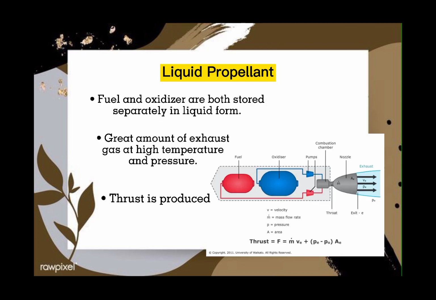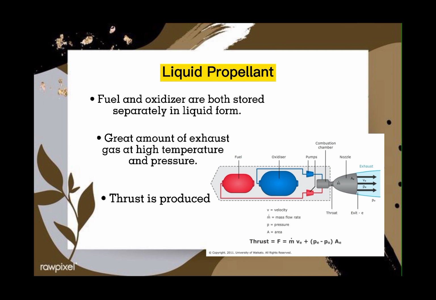And the next type of rocket engine is the liquid propellant. In liquid propellant, fuel and oxidizer are both stored separately in liquid form, and they are pumped into a combustion chamber where they are mixed and burned. The combustion produces great amounts of exhaust gas at high temperature and pressure.